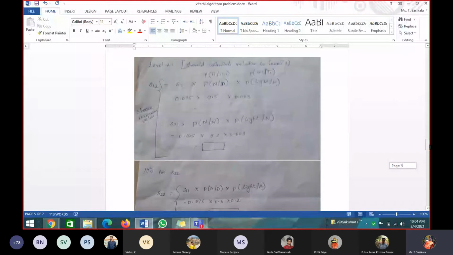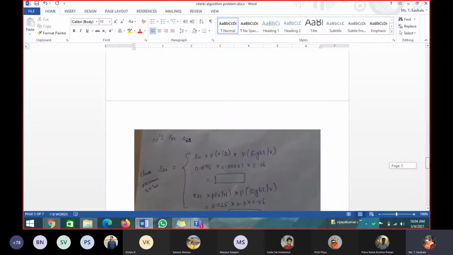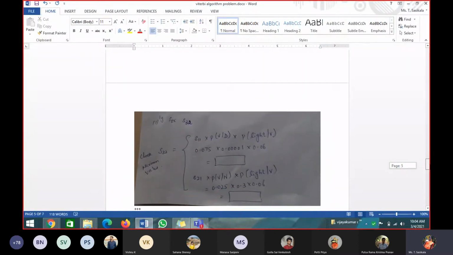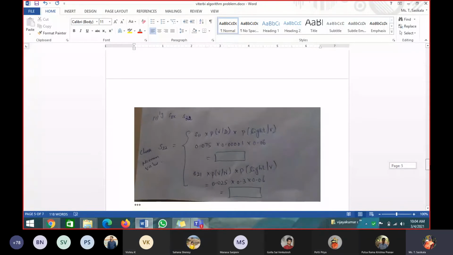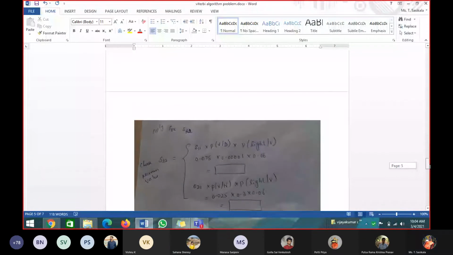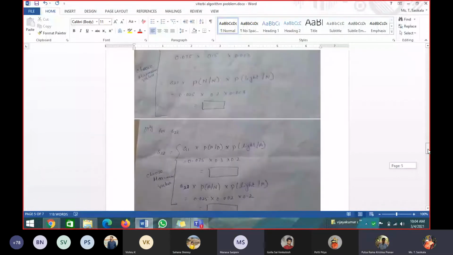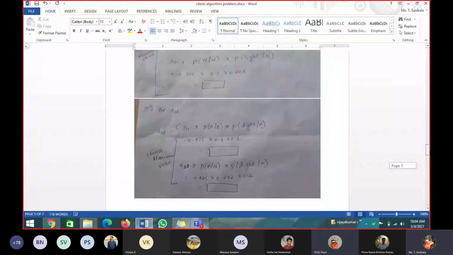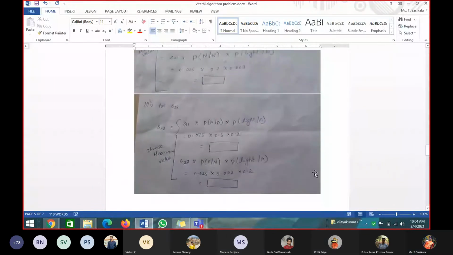So in the first one we are getting S11. In the second one we are getting S11. In the third one we are getting S21. Three values we got, right? Yes or no? Yes, ma'am. So among these three, which is the highest? Tell me. S22 is the highest. In that S22, S11 is the highest value, right? Yes, ma'am.